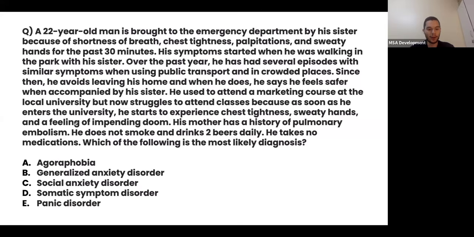Honestly, are you sure the answer is E? Any other answers? Okay, which one is more likely, A or E? Was there any trigger that caused that? Or did it suddenly happen? It was said he was walking in a park. But a park is a crowded area or a public space. Those patients are more likely going to be agoraphobia, okay? Not panic disorder.